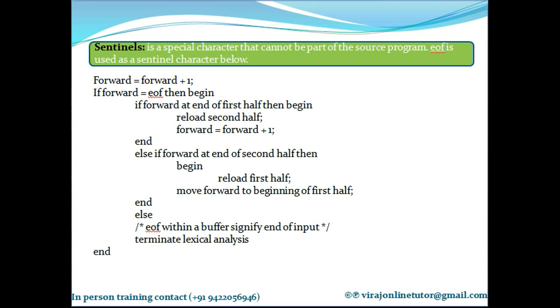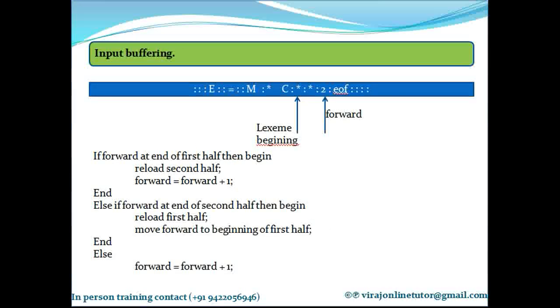Now we will move on to a new concept called sentinels. In the previous algorithm that we just explained, what is the drawback of this? Except at the end of the buffer halves, the above code requires two tests to be performed before we increment the forward pointer, right? So every time before we increment the forward pointer, there are two tests which need to be performed.